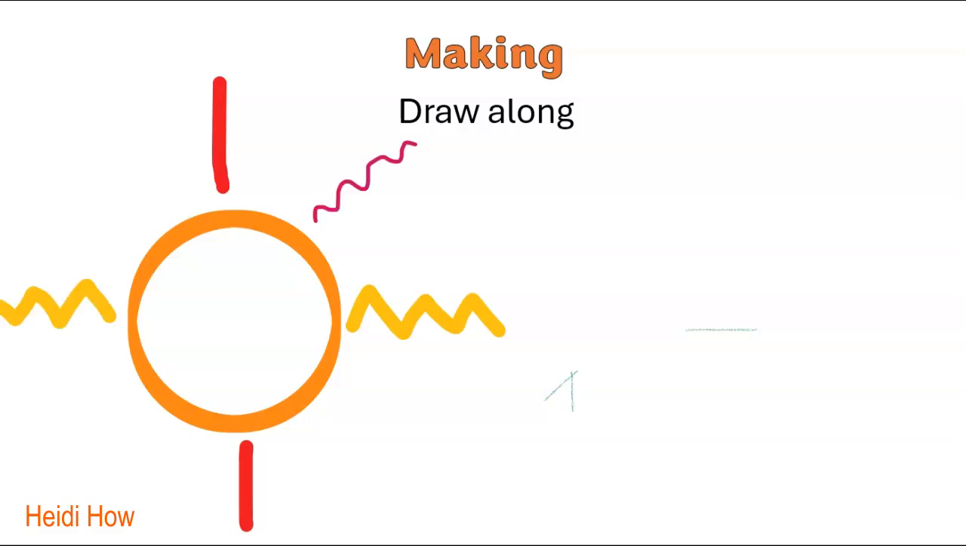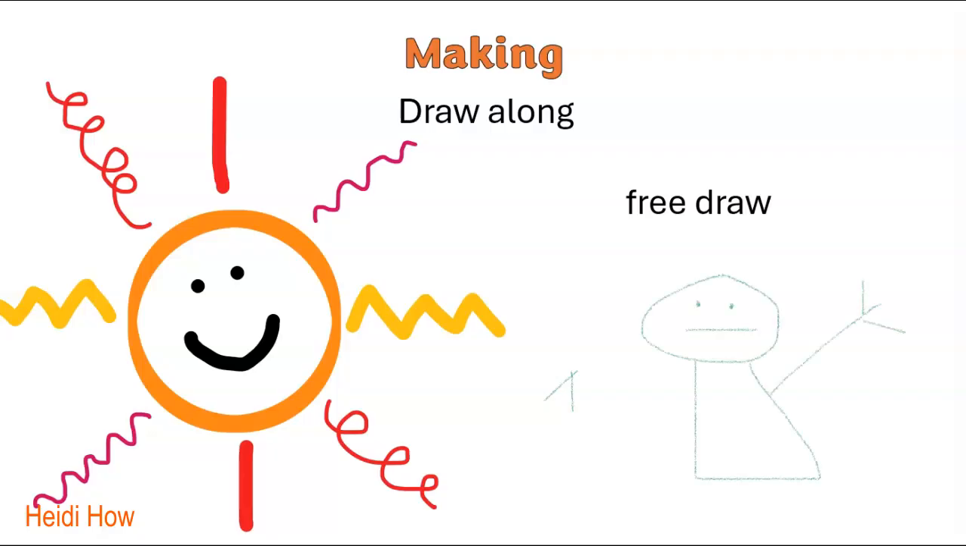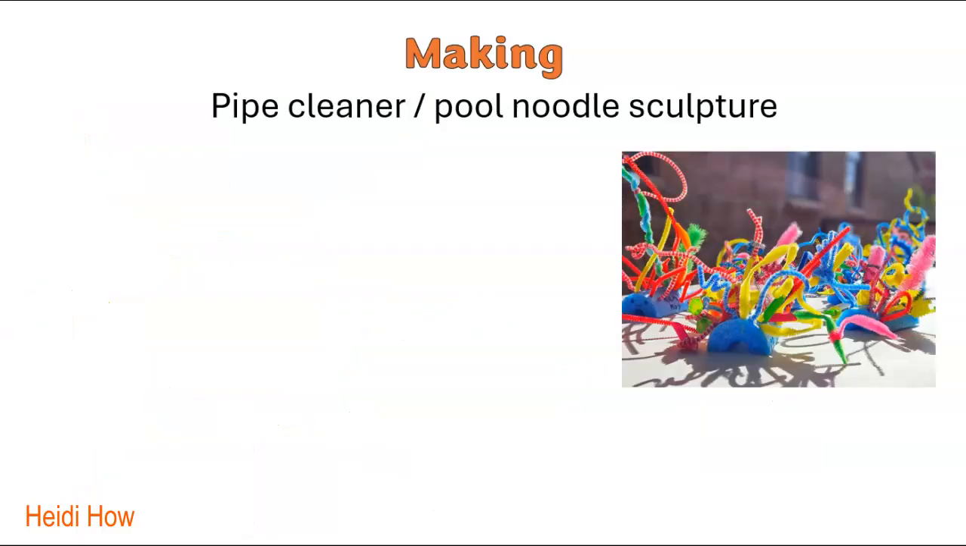You can do a guided drawing with different kinds of lines. The sun is a popular favorite, very easy. I often just give them free draw and encourage them to make pictures with all different kinds of lines. The pipe cleaner pool noodle sculpture is a very popular favorite. This is not mine. I got this from the Messy Art Club on Facebook.